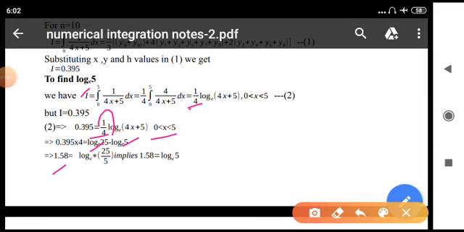0.395 into 4, which is 1.58, is equal to log 25 minus log 5, that is log of 25 by 5, which will be log 5. So the value of log 5 is 1.58.